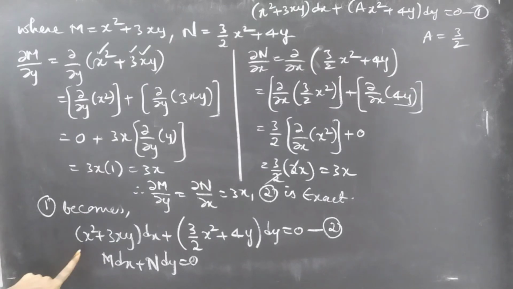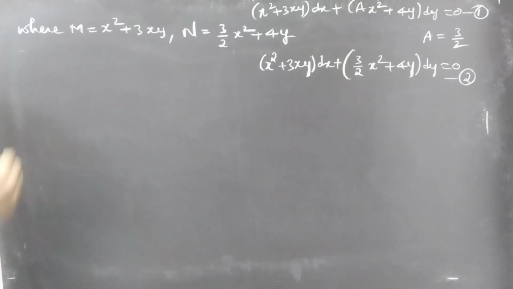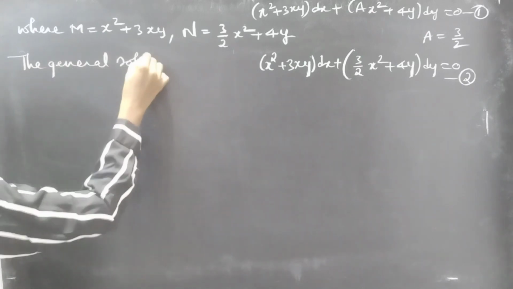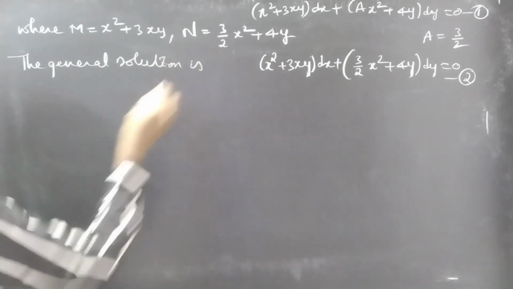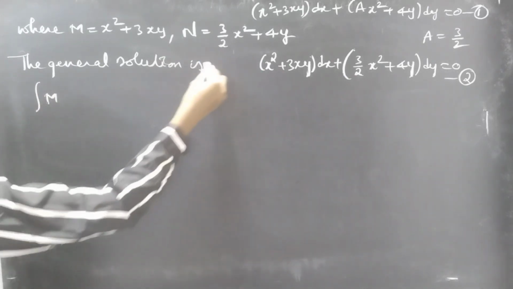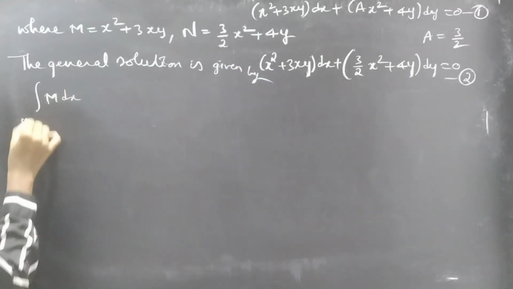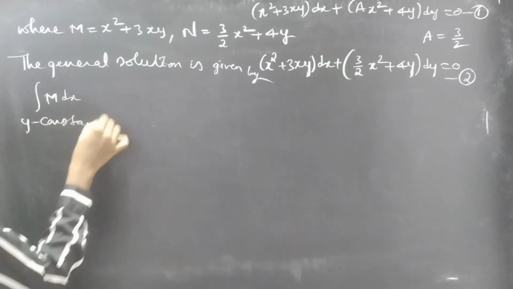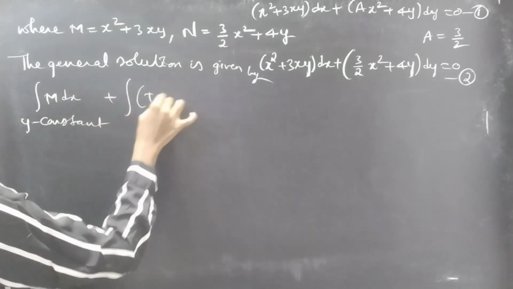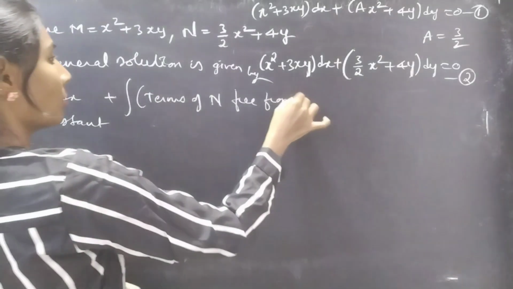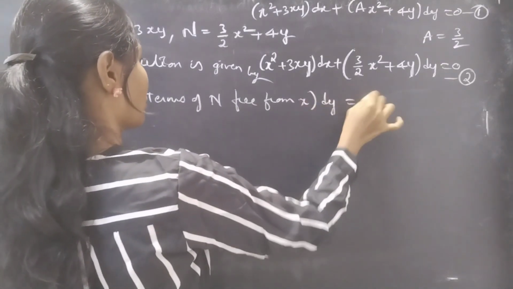Now, let's solve this equation. We need to find the general solution here. The general solution is given by integral M dx treating y as constant, plus integral of terms of N free from x, into dy, equal to c.